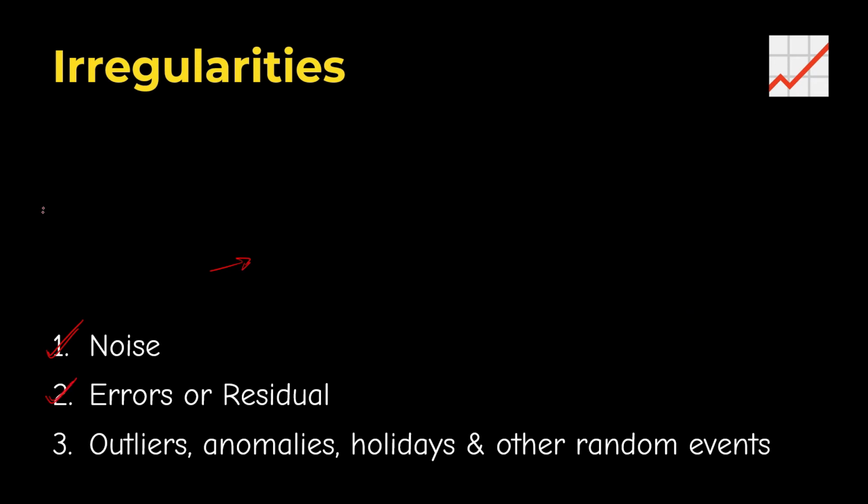So when you remove the different components from a time series, what is left is the residual, right? Then outliers, anomalies, or random holidays or random events that impact the time series. For example, a random trend that picks up on social media might impact the sales of a particular event, right? So these kinds of random events are types of irregularities.